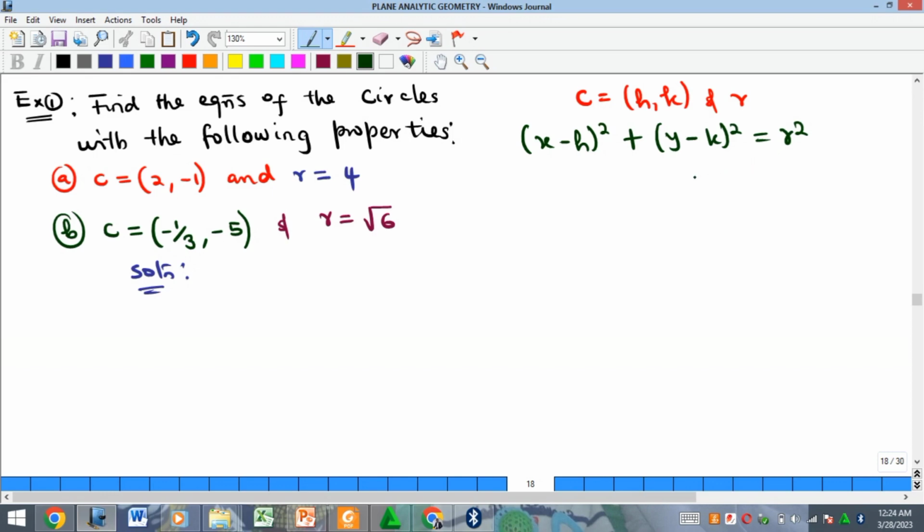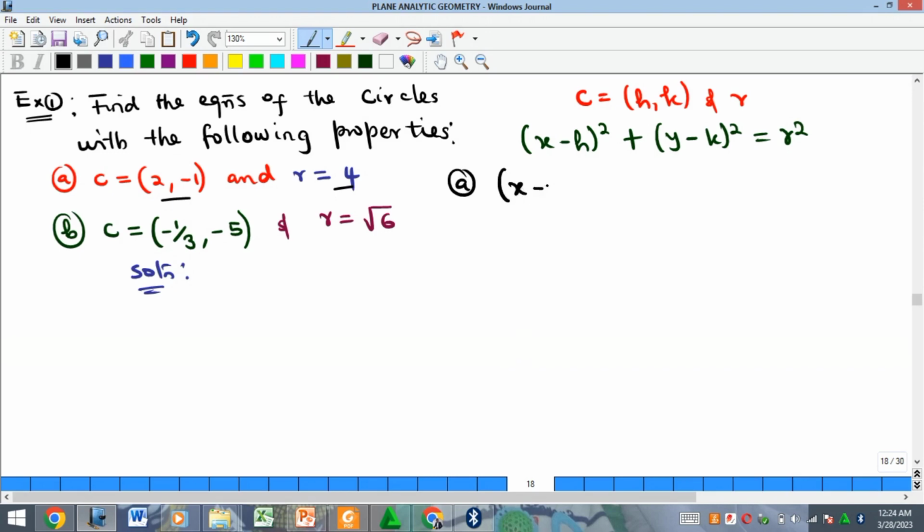You recall that in the previous video, we actually saw how to get the center and the radius when the equation is given. So now we are going in the reverse direction. What if you are given the center and the radius? Can you obtain the equation of that circle? So starting from the A part, here we are given the center as (2, -1) and the radius as 4. All we need to do is to plug these values into the function. So let's quickly do that.